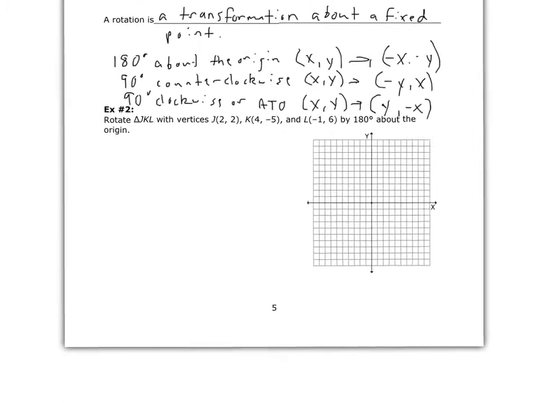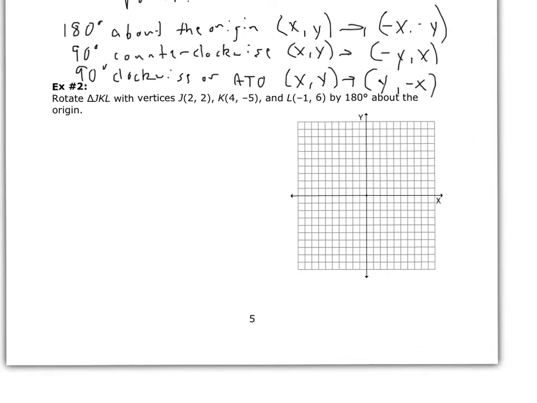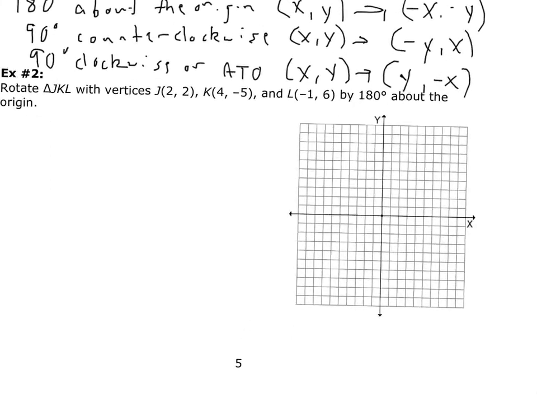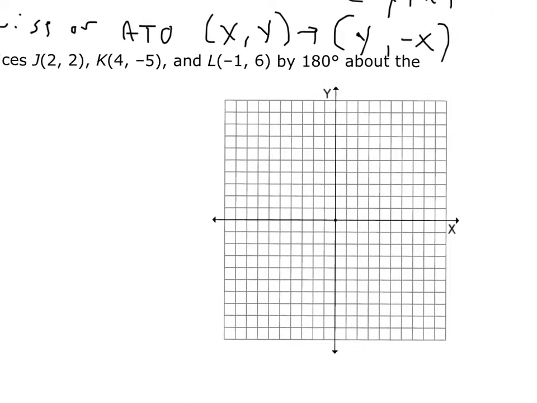Okay, so this first one, it says we want to rotate triangle JKL with vertices 2, 2, 4, negative 5, and negative 1, 6 by 180 degrees around the origin. So let's go ahead and graph those. Okay, so our first one is 2, 2. So let's graph that point. Then we have 4, negative 5. Okay, so this point right here. And last one is negative 1, 6. 1, 2, 3, 4, 5, 6. Okay, so let's connect our triangle here. Okay, so there's our triangle, kind of a poor shaped triangle, but you get the picture.